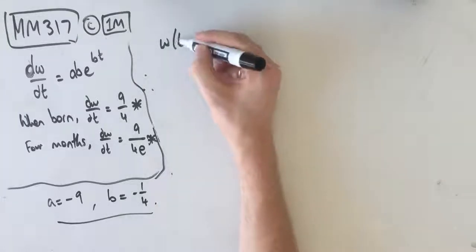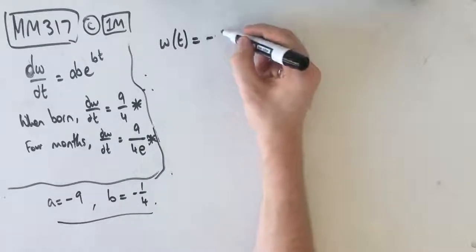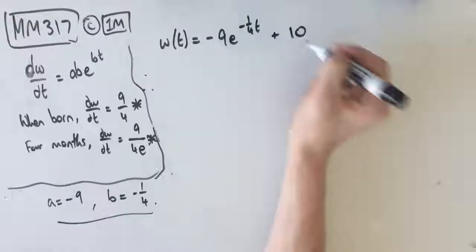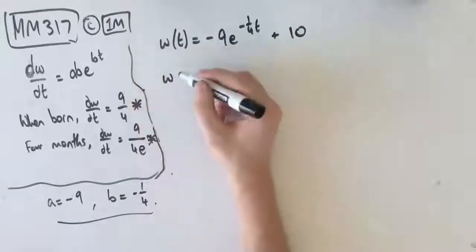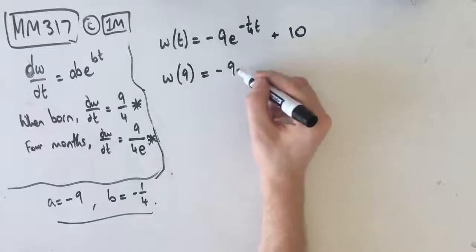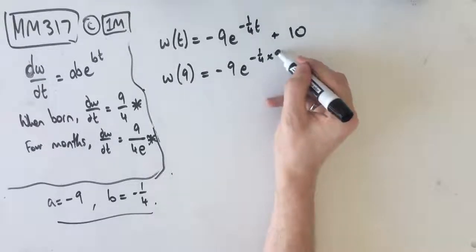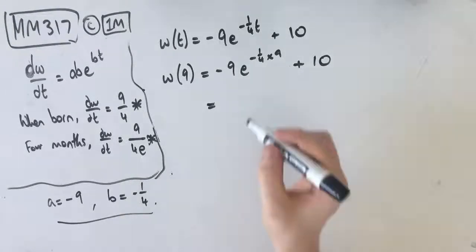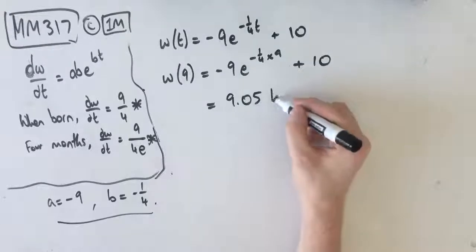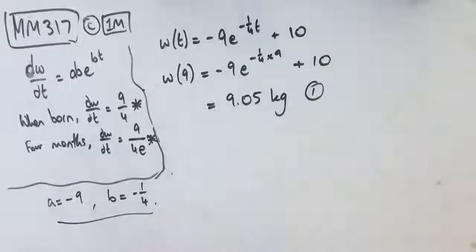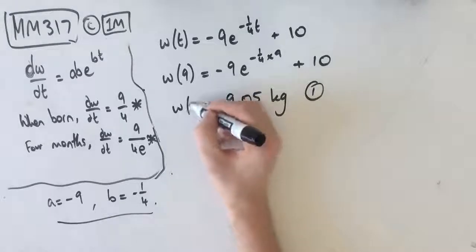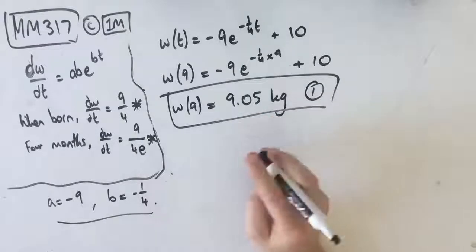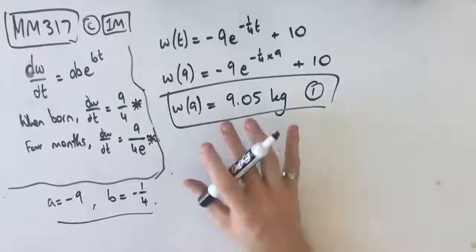Awesome. So we know that W(t), as found in our previous question, is equal to negative 9e^(-1/4 t) + 10. And we're looking for its weight 9 months after. So W(9), negative 9e^(-1/4 × 9) + 10. Now, because this is only a 1-mark question, we can simply put this into our CAS. And what we'll get is 9.05 kilograms, which is 1 mark. That's our only mark. So this is our final answer for this part. If you have any questions, let me know, but let's move on to part D now.